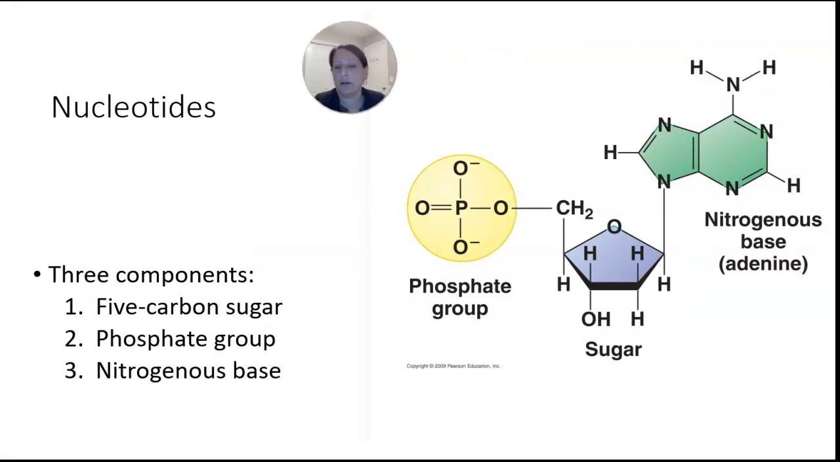I just want to show you where things are attached. So we always look at the sugar. The base is going to be covalently bonded to the sugar at the 1' carbon, always. And the phosphate group is going to be covalently bonded to the 5' carbon of that sugar. Okay, so I just want to make sure you understand that structure.